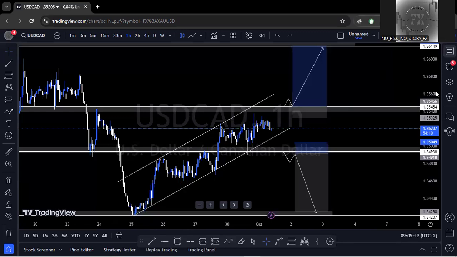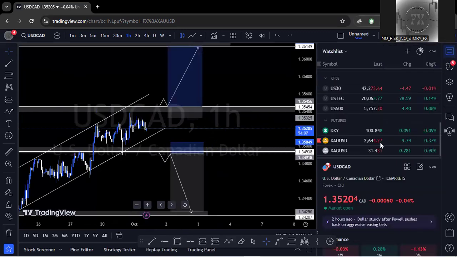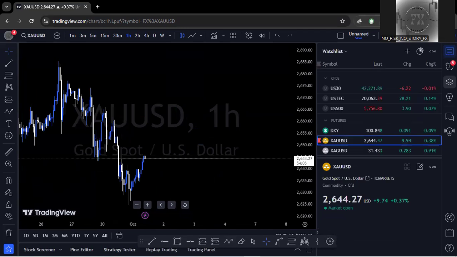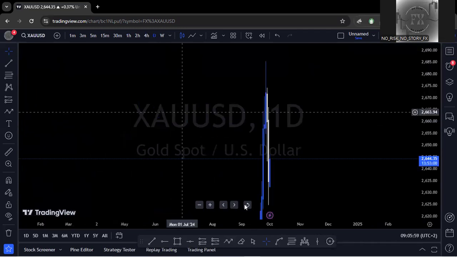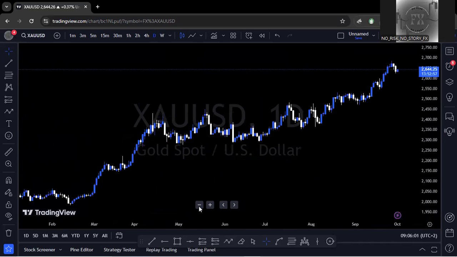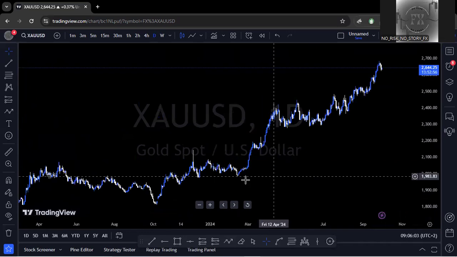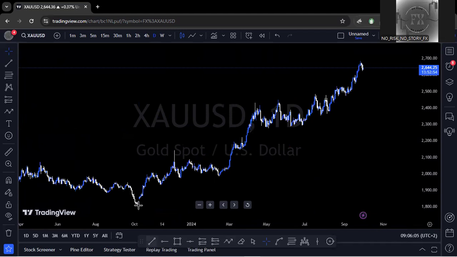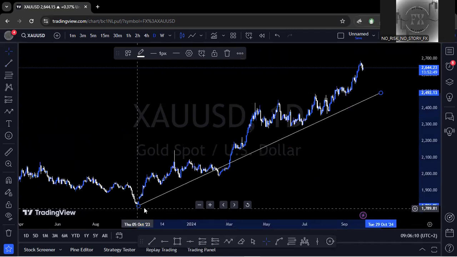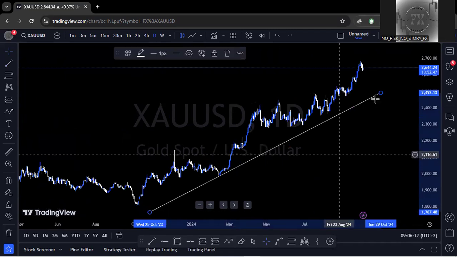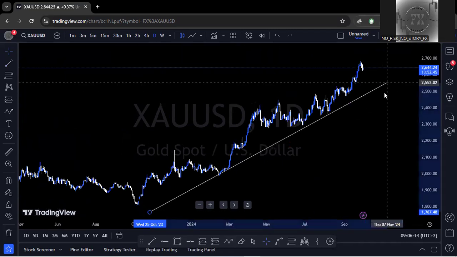Let's check out gold. Firstly, daily time frame. So gold has been bullish for the longest time now. As you can see, we've been bullish for the longest time now, completely strongly bullish, right?